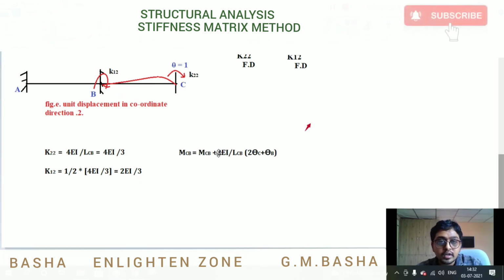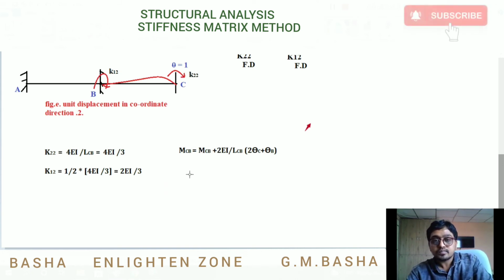See here, if you want K22, we are at the structure C position, the coordinate C position. What about MCB? This MCB refers to the fixed end moments. Here we are applying unit displacement at C, therefore we are not considering any given loading condition. Therefore, our fixed end moment will be equal to 0 plus 2EI by L into 2 theta C. There will be some slope because we are releasing the structure and applying unit displacement. That is the reason we take that as theta C.